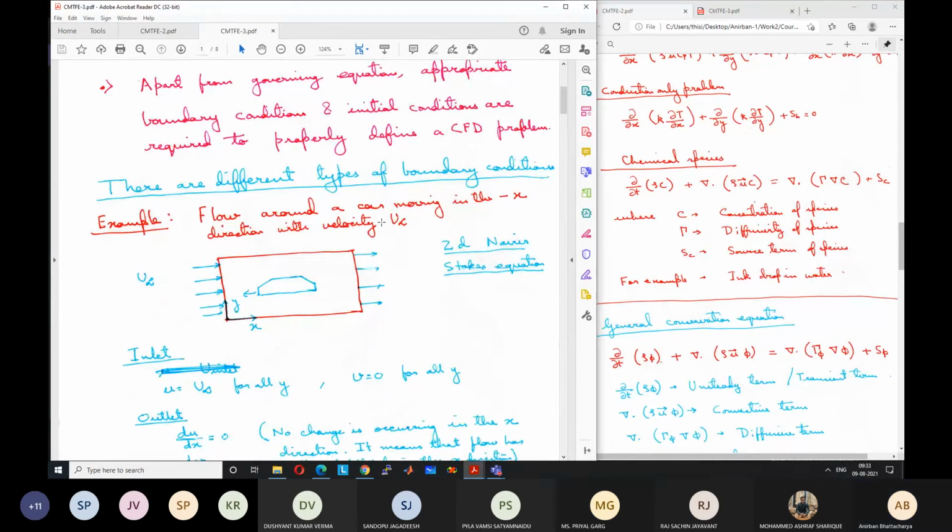Okay. So let us consider a problem. We want to solve a car is moving in the negative x direction with a velocity of u infinity. Okay, the car is moving over a road in the negative x direction with a velocity of u infinity. Means it is moving towards the left hand side. And we want to find out the flow around the car because of the movement of the car. Okay. So this we want to know by solving the CFD problem regarding this.